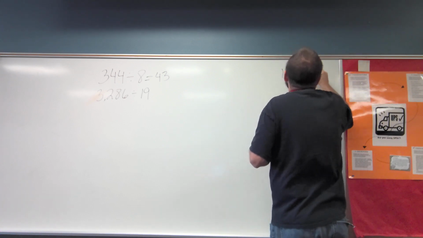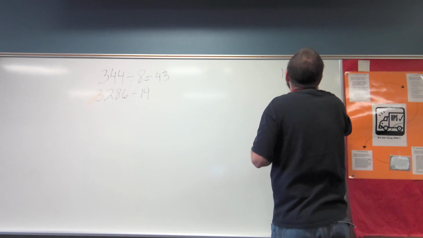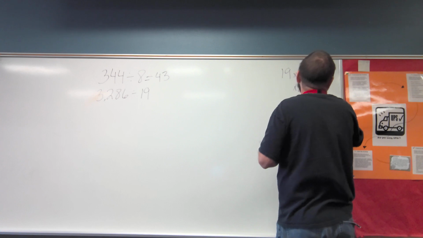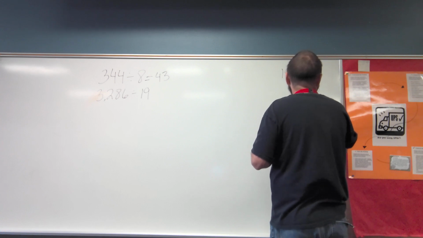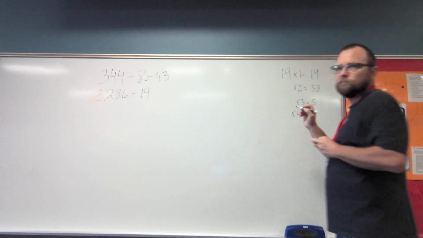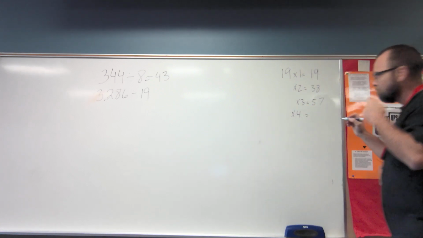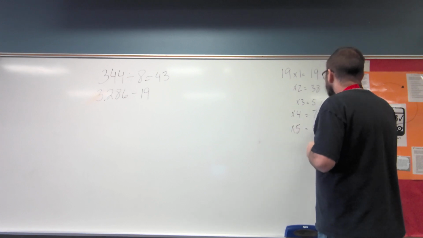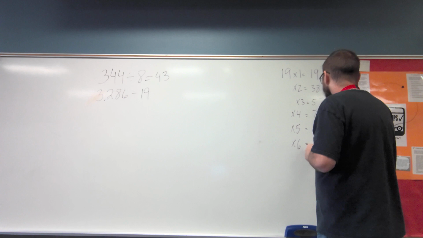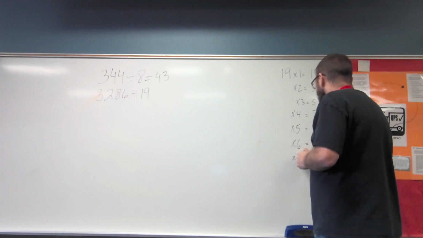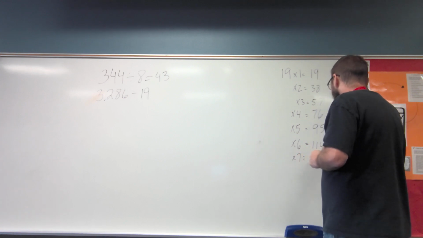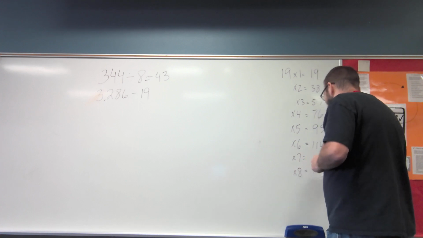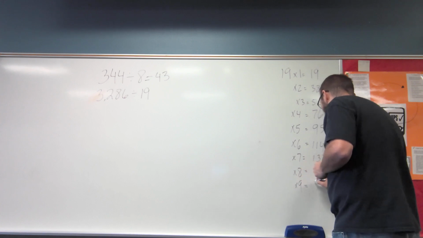19 times 1 is 19. Times 2 is 38. Times 3 is 57. Times 4 is 76. Times 5 is 95. Times 6 is 114. Times 7 is 133. Times 8 is 152. Times 9 is 171.